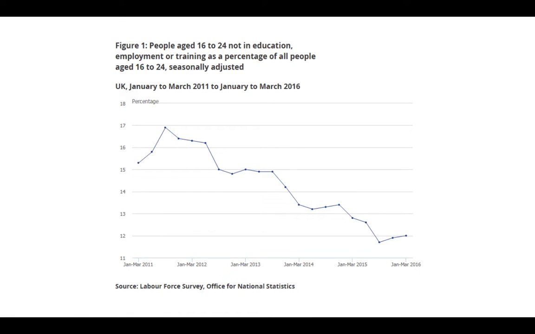You can also have data on education, obviously, and we use this data in the education unit. So this is for people aged 16 to 24, not in education, employment or training, as a percentage of all people aged 16 to 24. And so what you can take from this graph is that from January to March in 2011, all the way through to January to March in 2016, there was a fall in the percentage of people who left school and didn't have anything else to do. They didn't have a job or they didn't have more education or training.